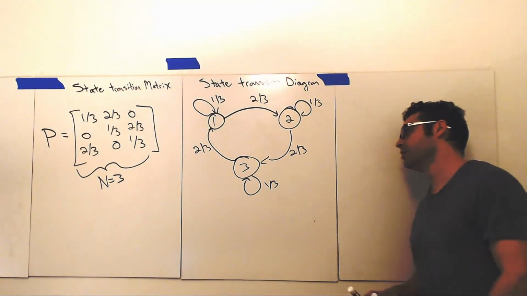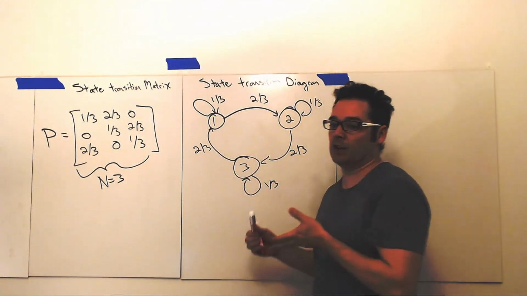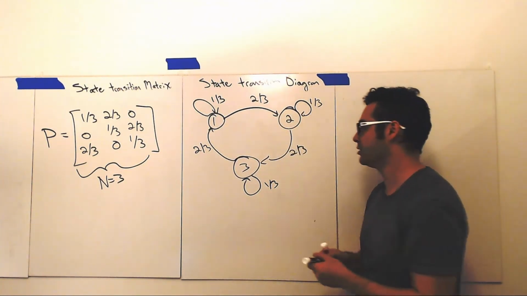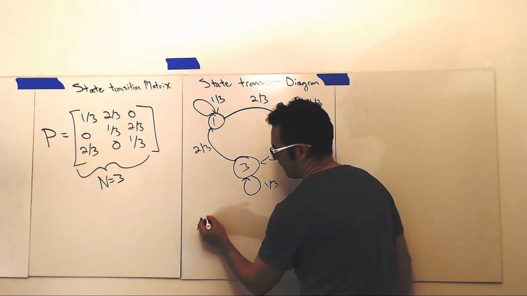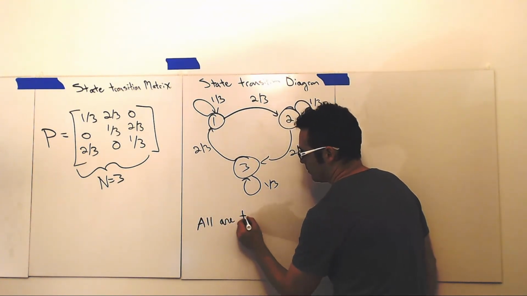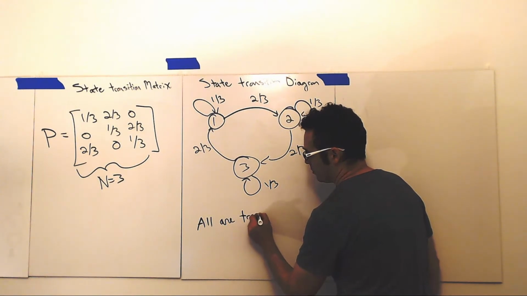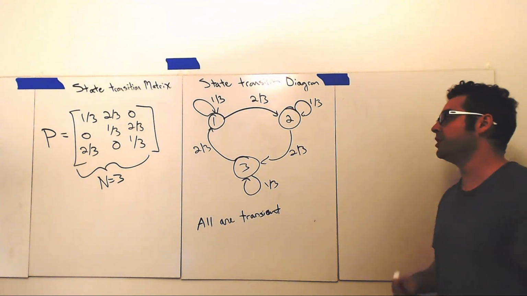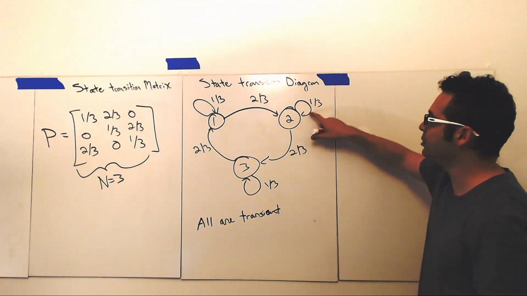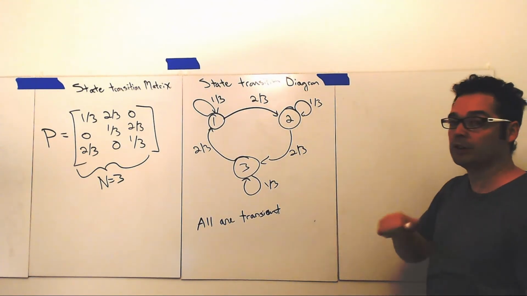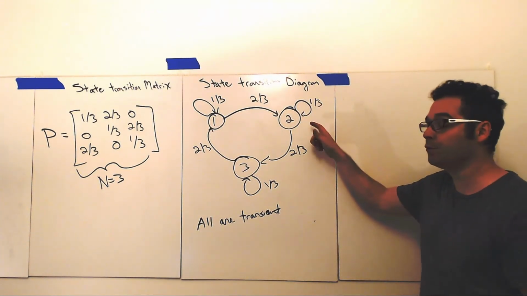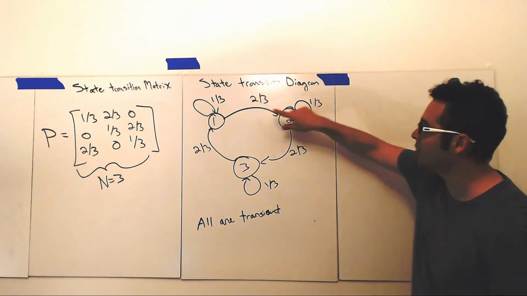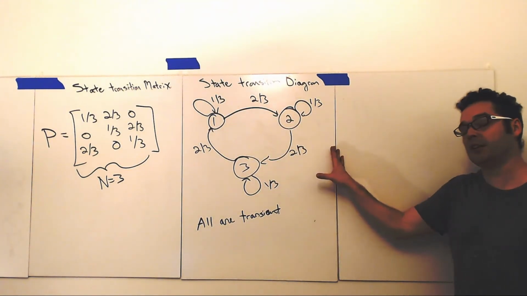In this case, we should note that we don't have any absorbing states. All our states are transient states. There's 2 ways we can tell that. First of all, the self loops have probability less than 1. We only have an absorbing state if there's a self loop where the probability is 1. So in this case, all our self loops are less than 1, right? They're 1/3, 1/3, 1/3. That's how we can tell from the diagram.